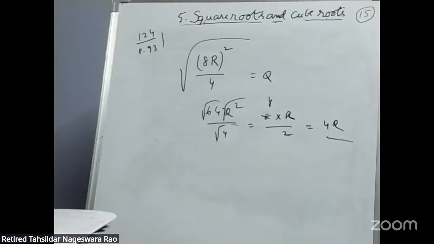Completed square roots and cube roots chapter. Any questions from square roots and cube roots chapter? Next we have to go to the average chapter. That is over. Tomorrow we'll start average.